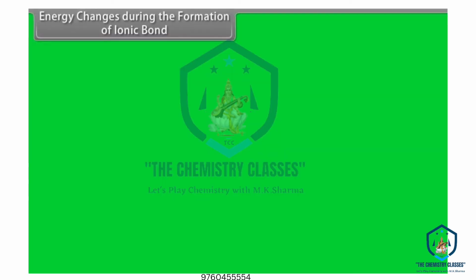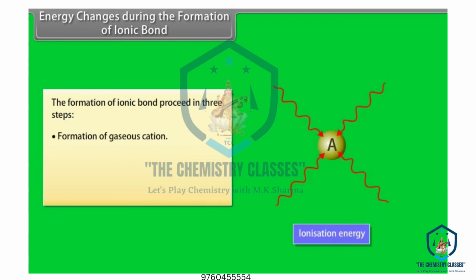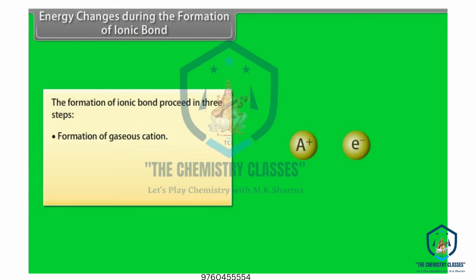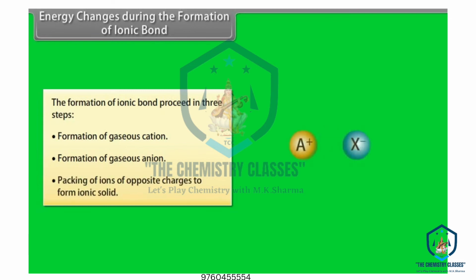Energy changes during the formation of ionic bond. The formation of ionic bond proceeds in the following 3 steps. Step 1. Formation of gaseous cation. The energy required for this step is called ionization energy. Step 2. Formation of gaseous anion. The energy released from this step is called electron affinity. Step 3. Packing of ions of opposite charges to form ionic solid. The energy released in this step is called lattice energy.